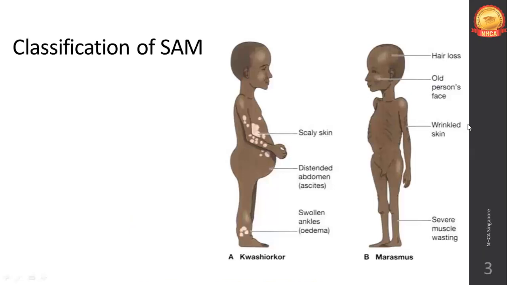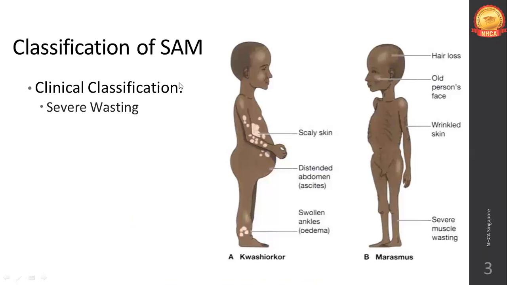Now coming to the classification of severe acute malnutrition. Clinically, we have severe wasting that you can see in marasmus. These are the two major types of severe acute malnutrition: one is kwashiorkor, second is marasmus. In marasmus, you can see there is severe wasting. The child's entire skeletal system is quite prominent and visible. Then we have nutritional edema. You can see in the second picture, picture A, kwashiorkor. The child's body is swollen up, specifically the abdominal region and the lower part of the extremities.